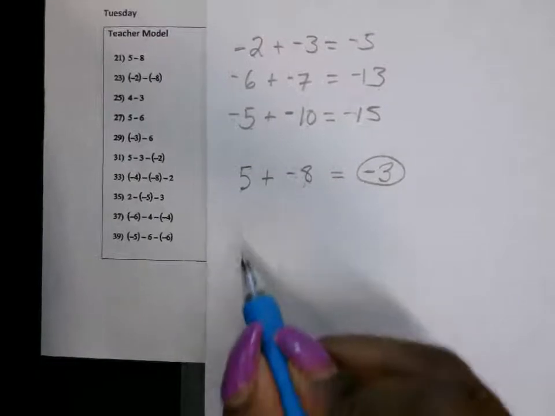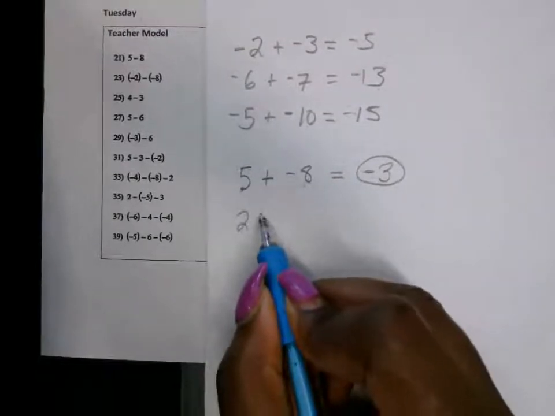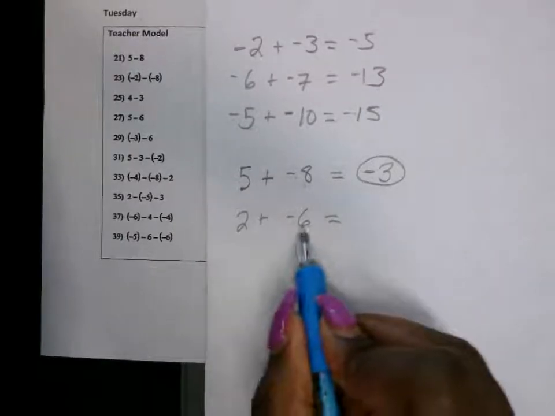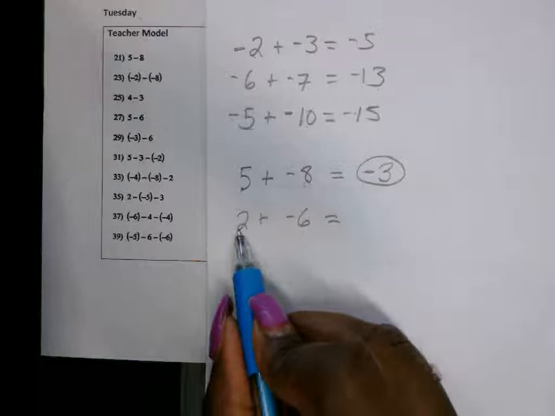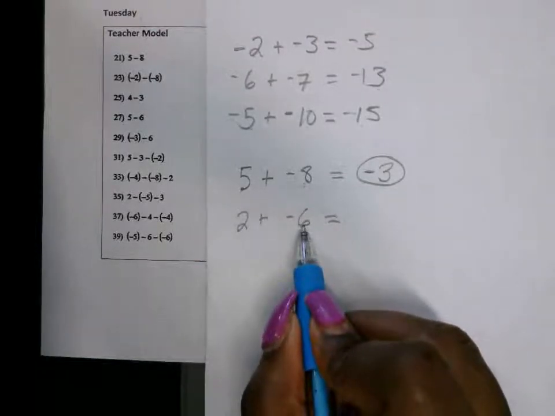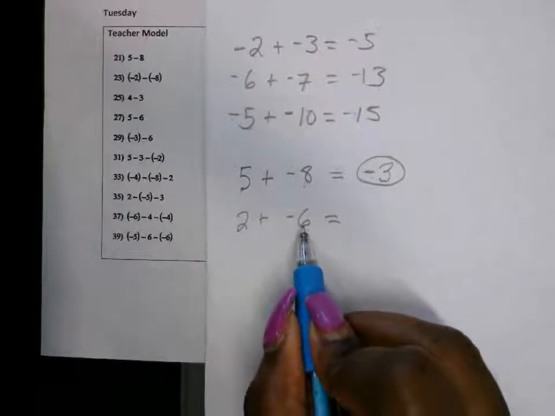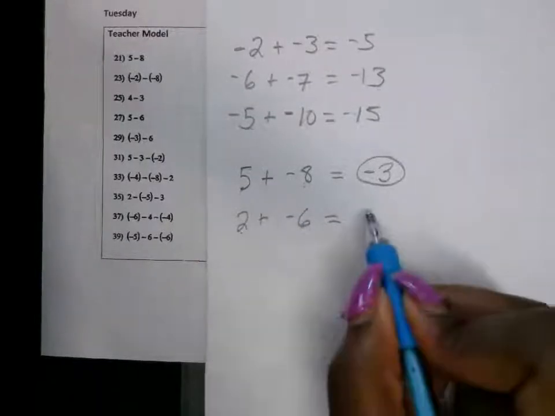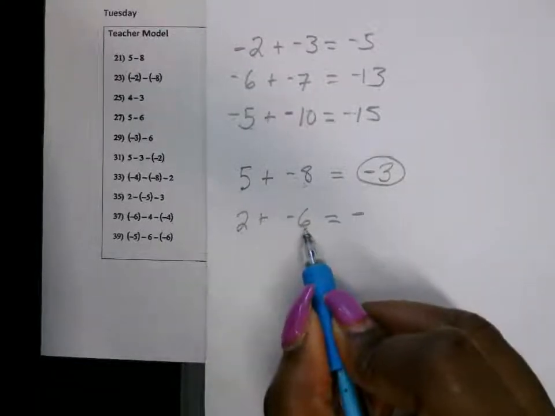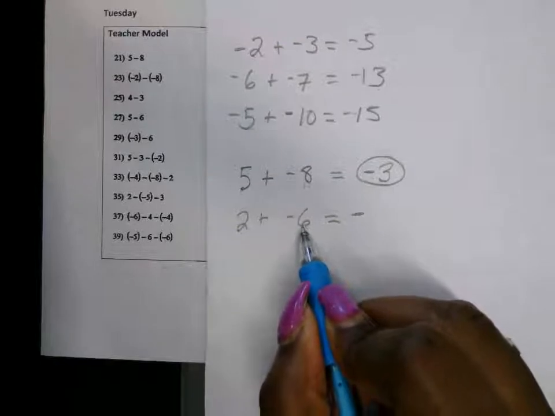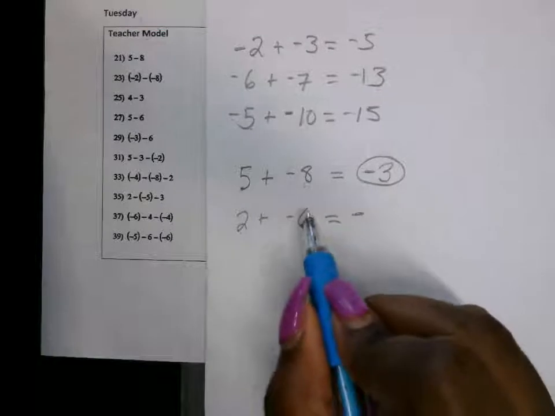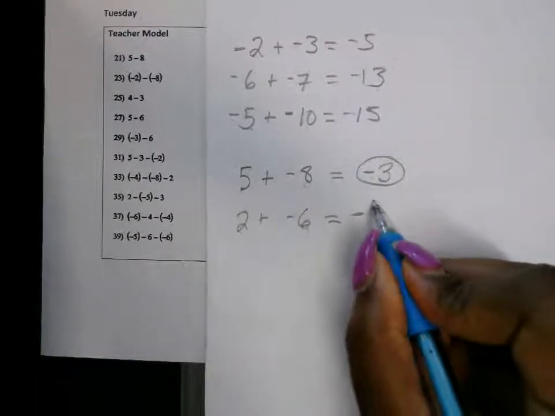Let's do another one. 2 plus a negative 6. Which one of these is further away from 0? 2 is 2 spaces away. Negative 6 is 6 spaces away. Negative 6 is further away from 0 than 2, so my answer is going to be a negative. It's not bigger, it's further away. It's actually smaller, but it's further away from 0. Now subtract. 6 minus 2 is going to be 4.